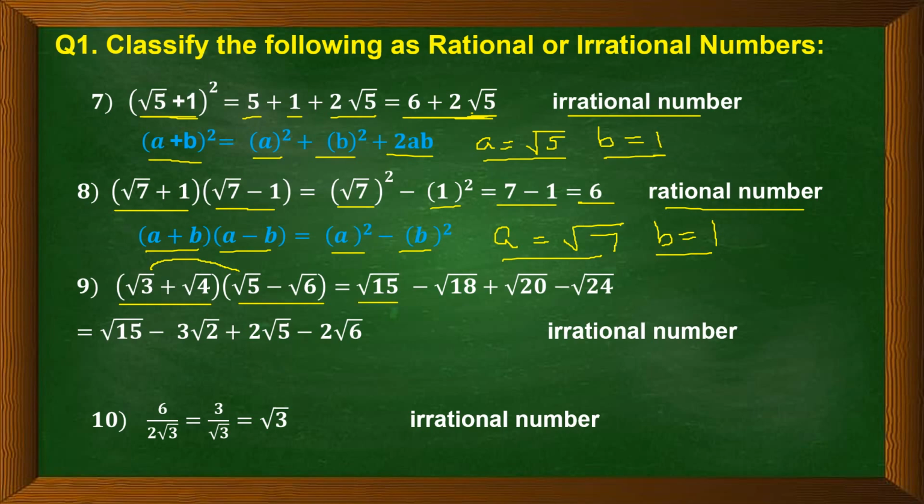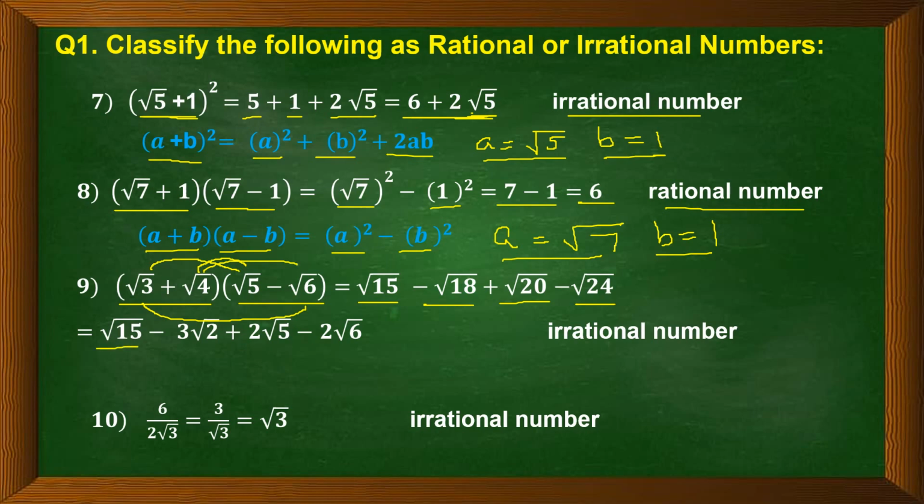Root 3 into minus root 6 is minus root 18. Now further, root 4 into root 5 is plus root 20, and root 4 into minus root 6 is minus root 24. And further, when we simplify them, root 15 will come as it is.